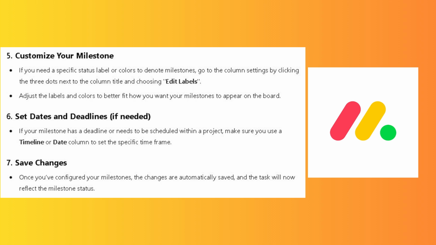Then choose Edit Labels. Adjust the labels and colours to better know how you want your milestone to appear on the board. If your milestone has deadlines and needs to be scheduled within a project, make sure you use the time or date column to set a specific time frame it needs to be completed in. Once you've configured your milestone, the changes are automatically saved and the task will now reflect the milestone status.